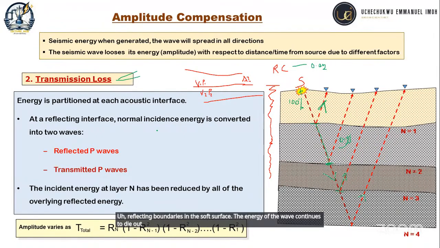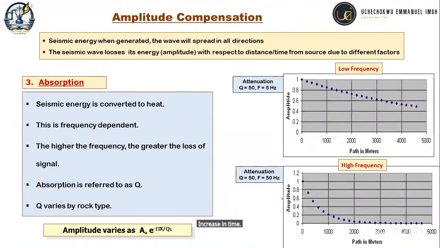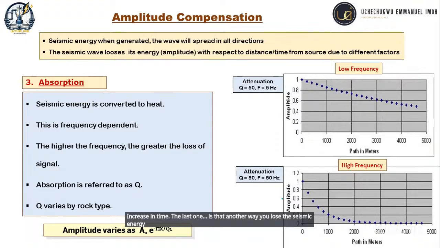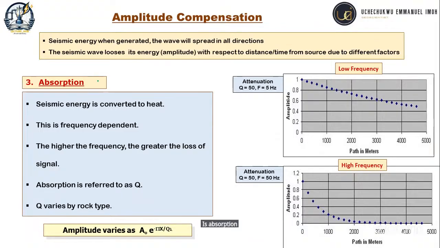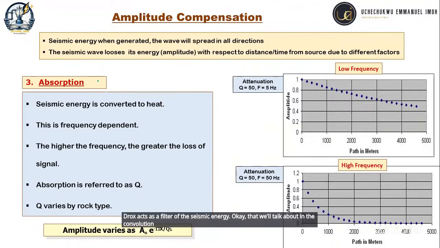So transmission loss is another way that your seismic wave loses its energy as it travels down with increasing time. The last way you lose the seismic energy with increasing time is absorption. What do we mean by absorption? The seismic wave traveling through the rocks acts as a filter of the seismic energy, which we'll talk about in the convolution. And not only is it acting as a filter, it is absorbing the energy of the seismic wave. So the rock absorbs the energy.